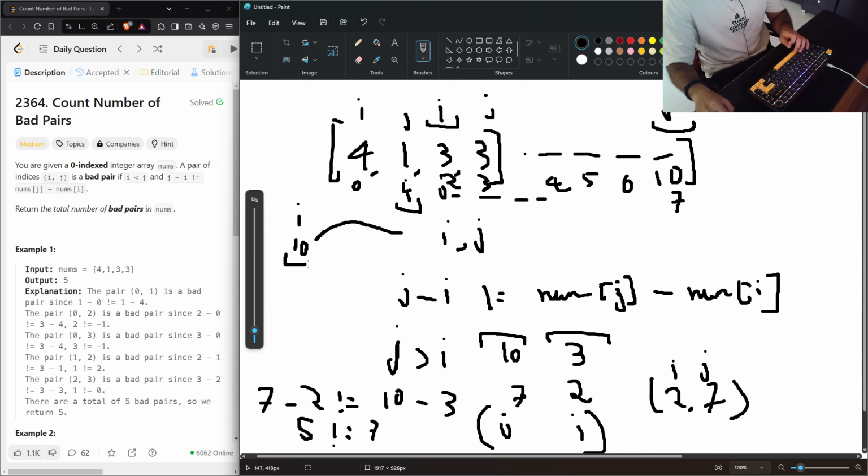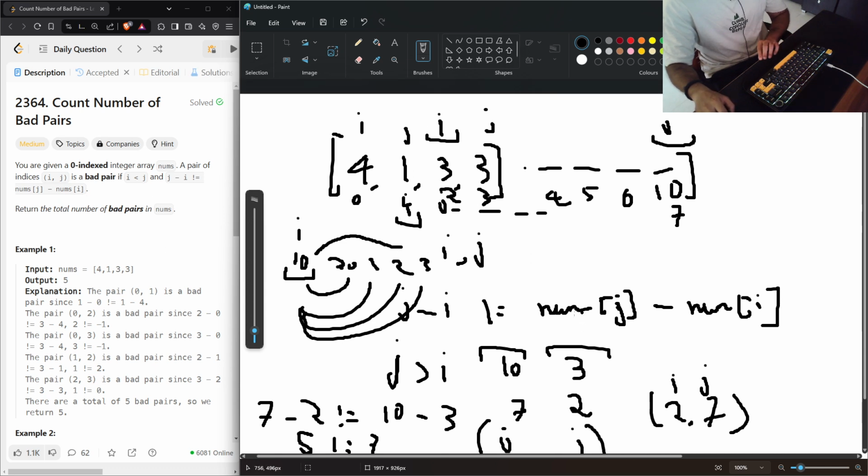Let's say I am taking a particular value in the array, 10, and I have values like 20, 1, 2, 3. These values will be paired with this 10 one by one, and then we'll find if any of those pairs are bad pairs, meaning the index difference is not equal to the value difference. So this is what a bad pair is.